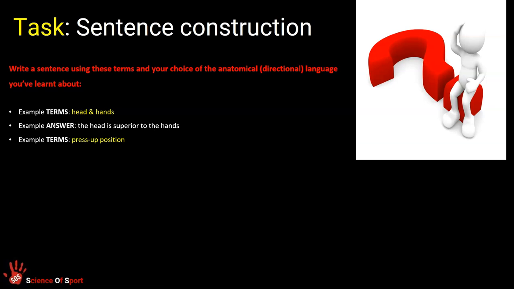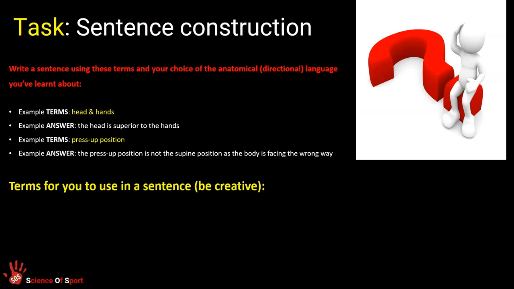Another example, if I'd given you the term or phrase press-up position, a sentence you might construct using that, and the relevant terminology could be: the press-up position is not in the supine position, as the body is facing the wrong way. So I've almost used a negative description or explanation, but I have used press-up position and I have used supine, and I've shown that I understand what it means. Okay, so these are the terms that you need to construct sentences for.